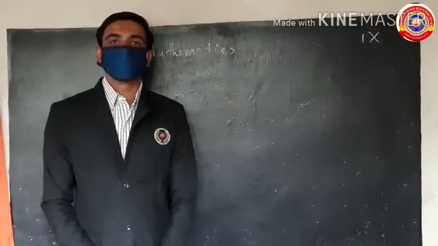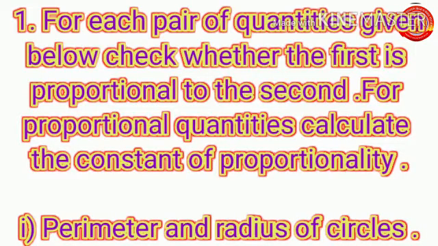Today we consider the question on page number 185. Now consider the first question in it. The question asks to identify whether the given quantities are in proportion or not. Let's start. The first one is the perimeter and radius of the circle.